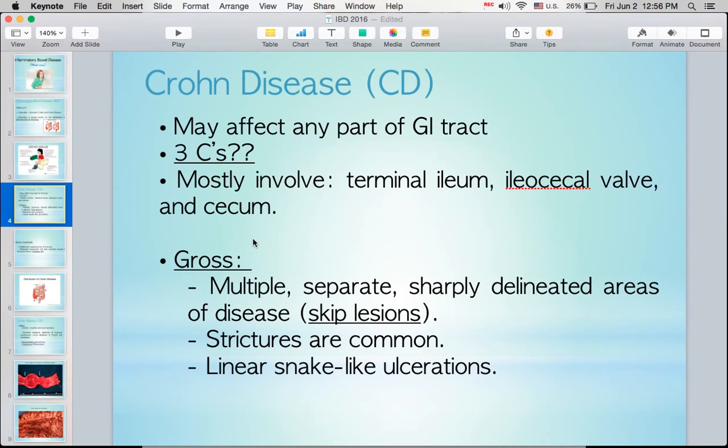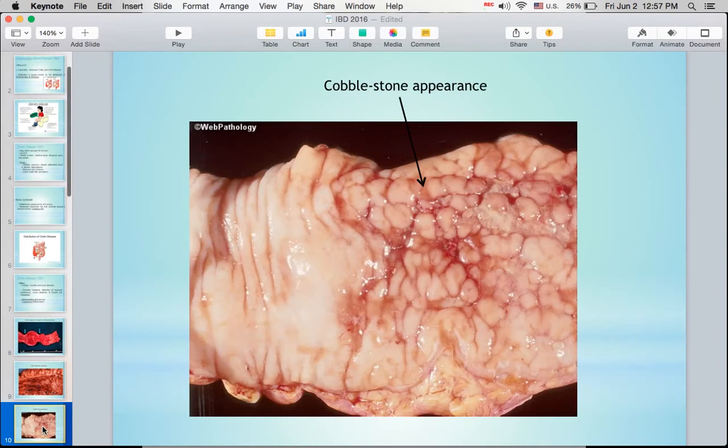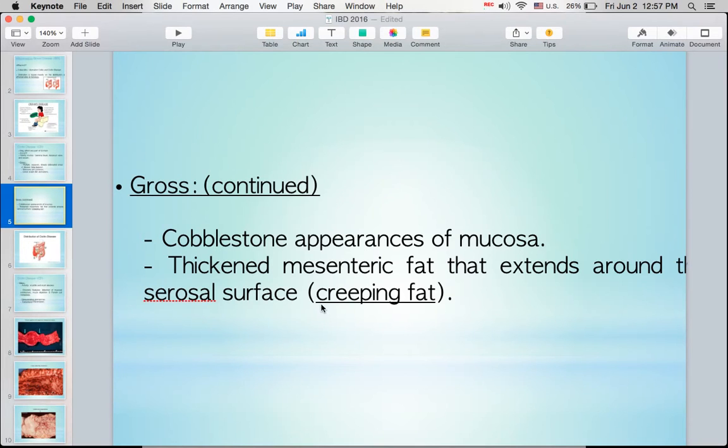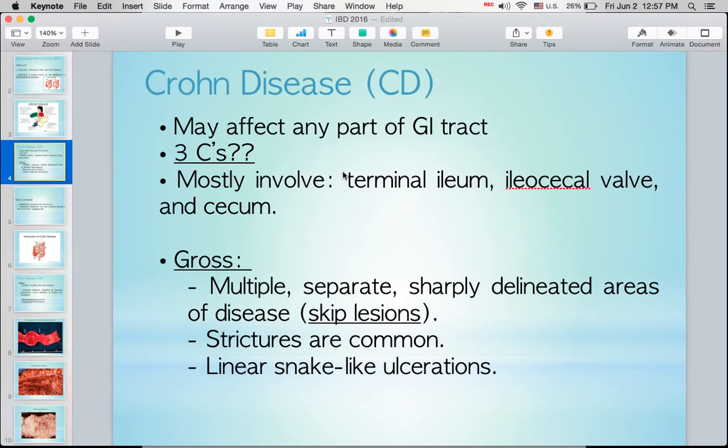Now, the way I like to remember Crohn's disease is that the C reminds me of the 3 C's to keep in mind. The first C is going to be the cobblestone appearance. That's going to be appearing grossly. C for cobblestone. And another C is that there will be creeping fat. We're going to get into details, but I'm just giving you the 3 C's so you can keep these in mind.